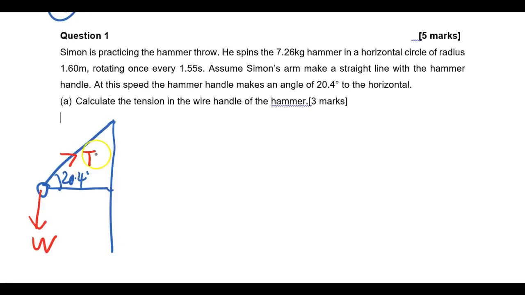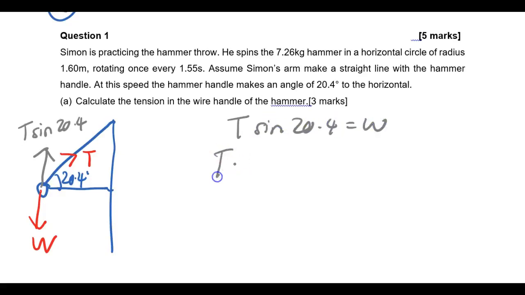And then the tension in the wire, this is the part that we understand. Since it's making an angle here, we can resolve it so that one component is pointing upward, and this will be T sine 20.4. What I can tell about these two forces is they will be equal because they are in uniform circular motion. Therefore, T sine 20.4 is equal to W. And how do I find the tension? I just take W divided by sine 20.4.